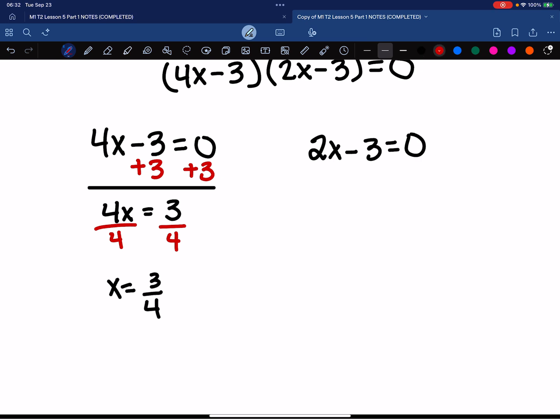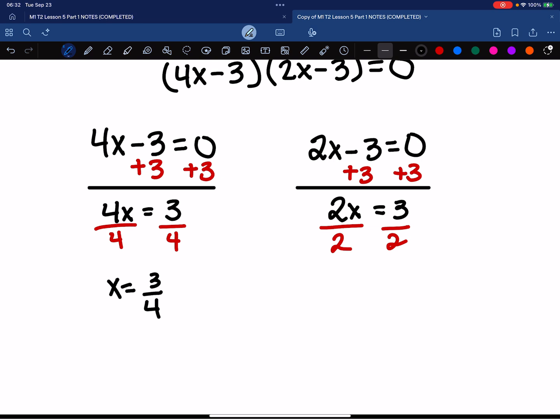Go to the second equation, plus 3. That gives us 2x equals 3. And then divide by 2. And so we get x is equal to 3/2. So we have just found our x-intercepts.